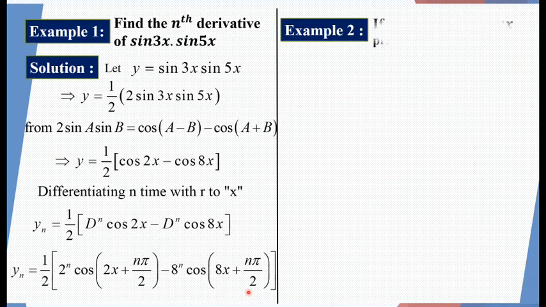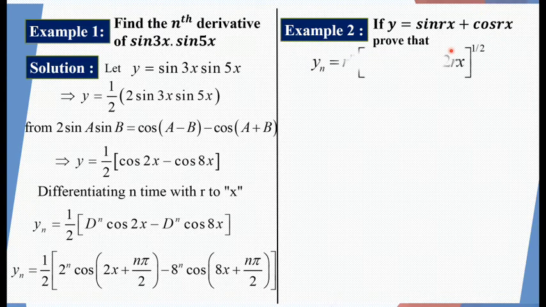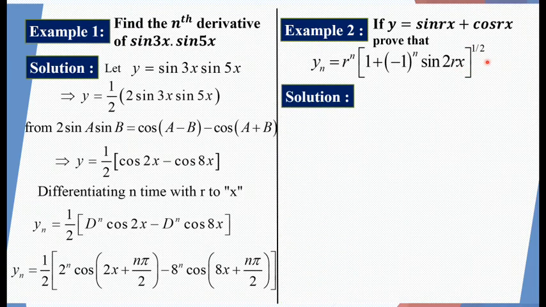Next example, example 2. If y equals sin rx plus cos rx, then prove that nth derivative is r raised to power n (1 + (-1) power n sin 2rx) whole power half. To solve it, we can differentiate it directly n times with respect to x, because it is in the appropriate form where we can apply the successive differentiation formula.